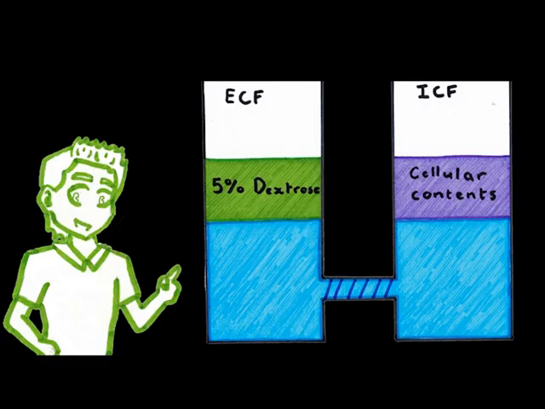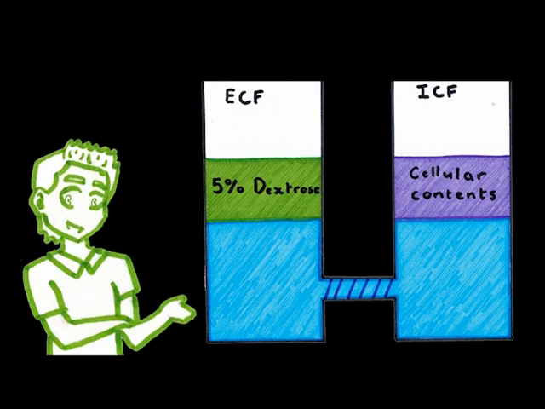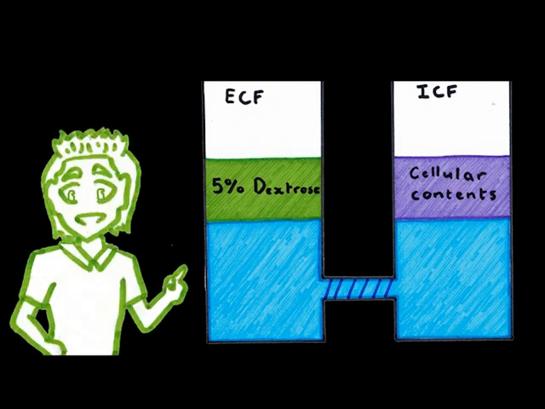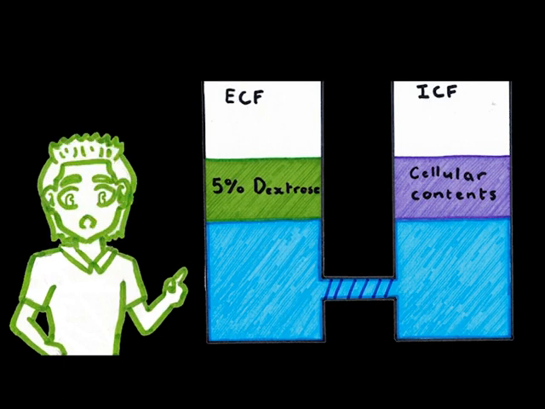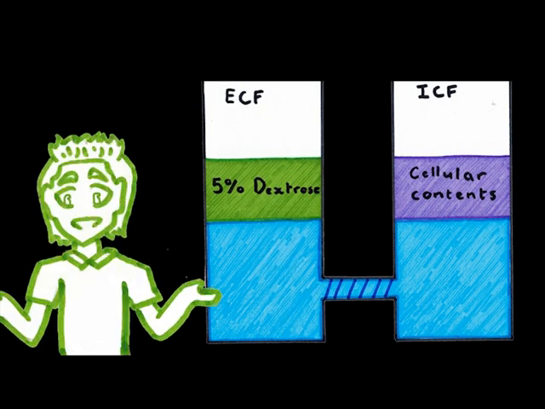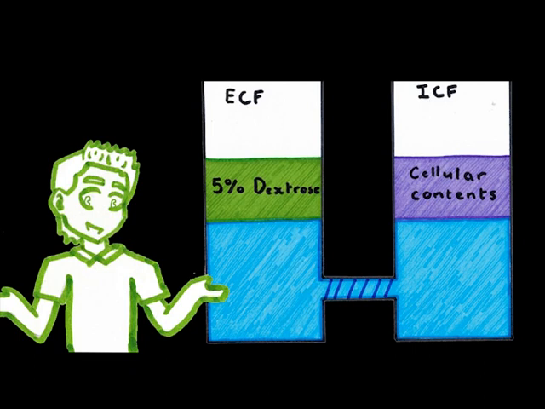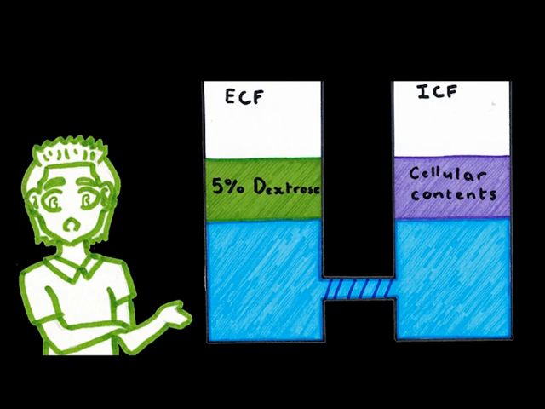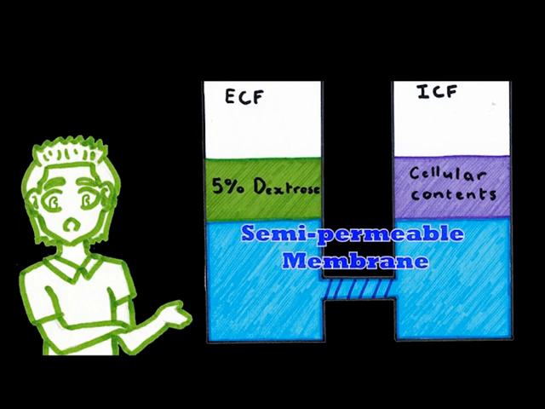To help visualize this concept, let's look at an example. As you see, this diagram shows us two different vessels, one representing the extracellular fluid, ECF, and one representing the intracellular fluid, the ICF. We can see that in the ECF, we have a solution of 5% dextrose, whereas in the ICF, we have just the cellular contents, like all the organelles and things like that. That little bridge in the middle is representing a semi-permeable membrane, and that's what's going to represent the plasma membrane in this case.